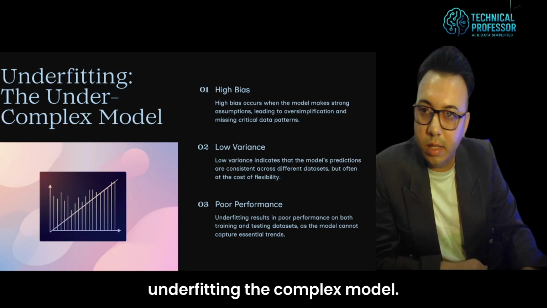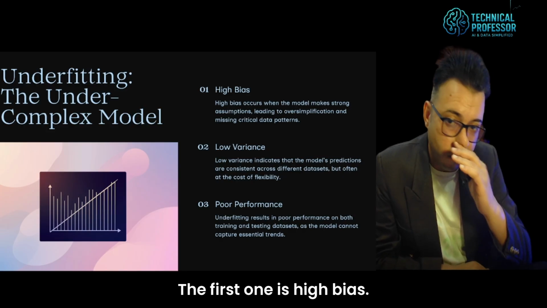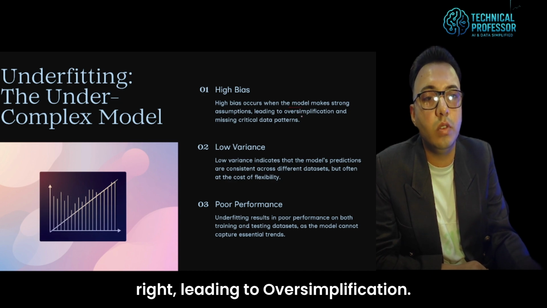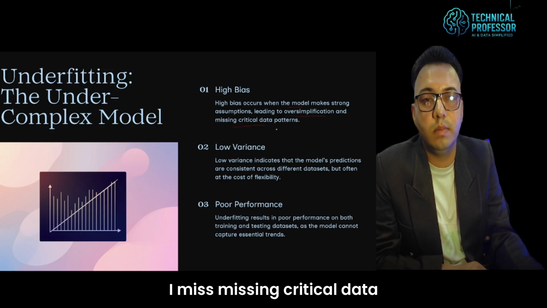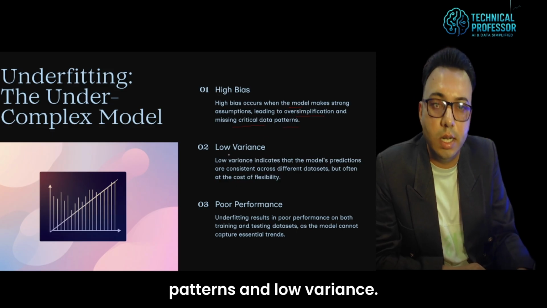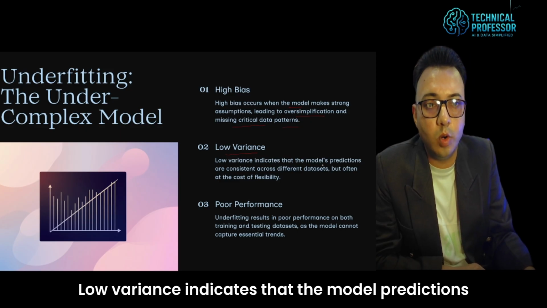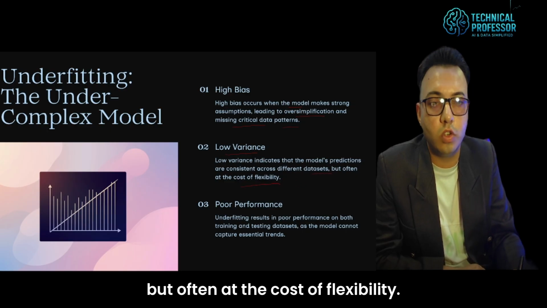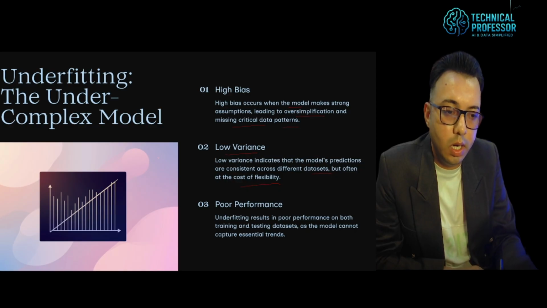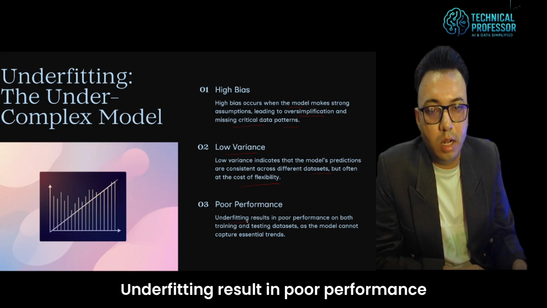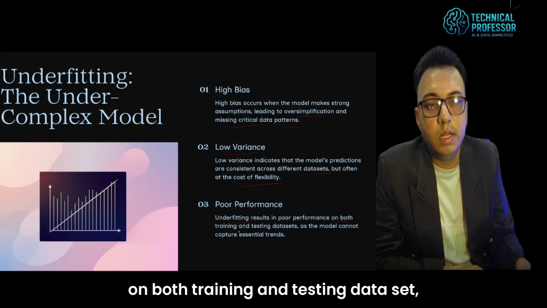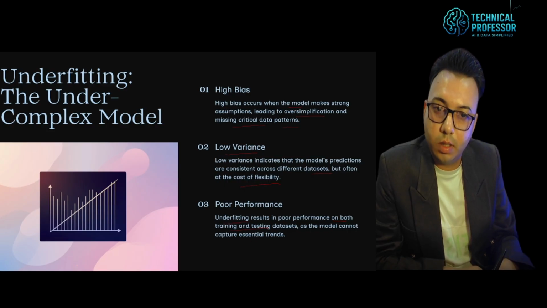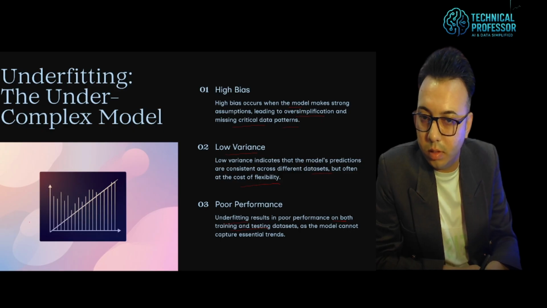Now we are going to understand underfitting, the undercomplex model. The first is high bias. High bias occurs when the model makes strong assumptions, leading to oversimplification and missing critical data patterns. The second is low variance. Low variance indicates that the model predictions are consistent across different datasets, but often at the cost of flexibility. The third is poor performance. Underfitting results in poor performance on both training and testing datasets, as the model cannot capture the essential patterns.